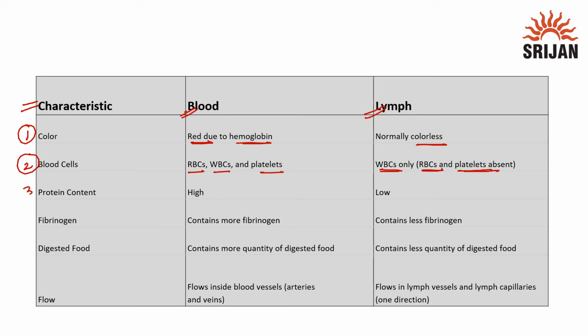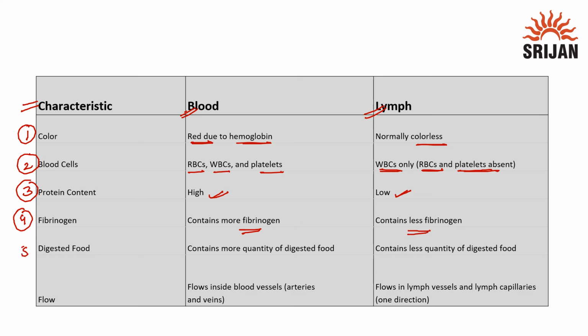Talking about the protein content, inside the blood it is going to be high, but in the lymph it is going to be low. The fourth thing that we have is the fibrinogen. So fibrinogen would be present in a greater quantity in the blood and will be present in a lesser amount in the case of lymph.